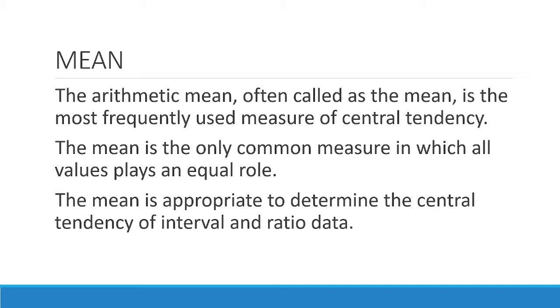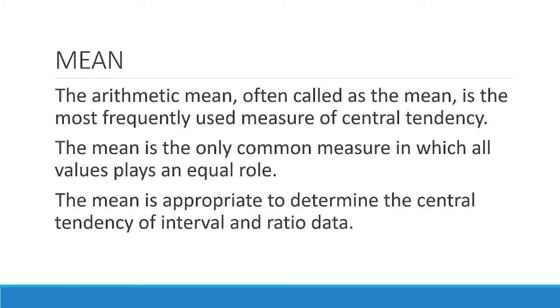So by mean, or what we call arithmetic mean. The arithmetic mean, often called the mean, is the most frequently used measure of central tendency. In many studies, this is the most frequently used measure of central tendency, and I think there are no studies that did not use the mean. So the mean is the only common measure in which all values play an equal role.